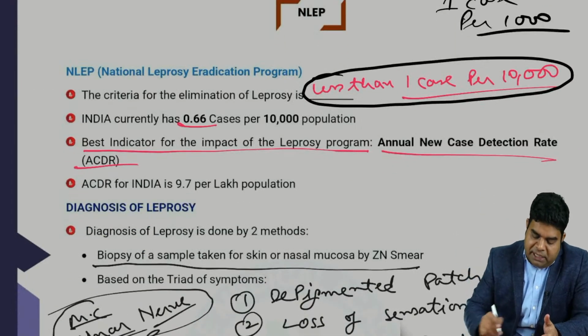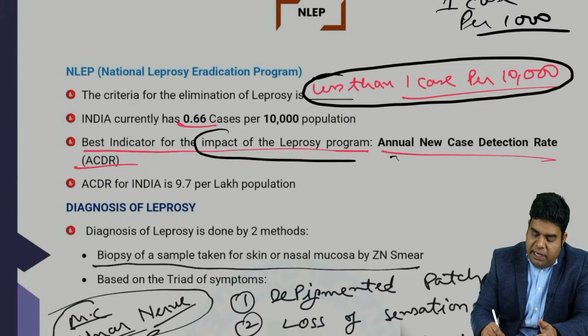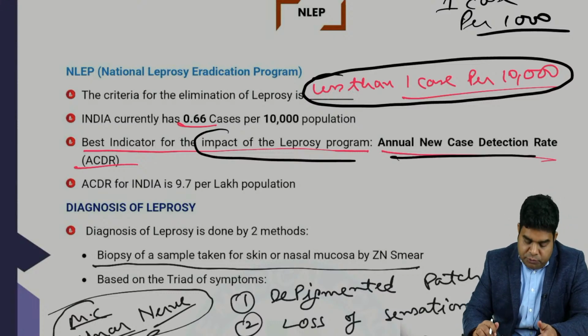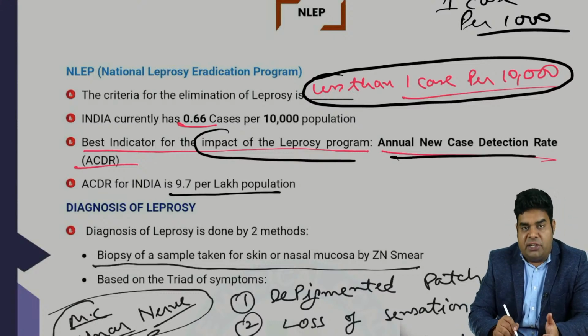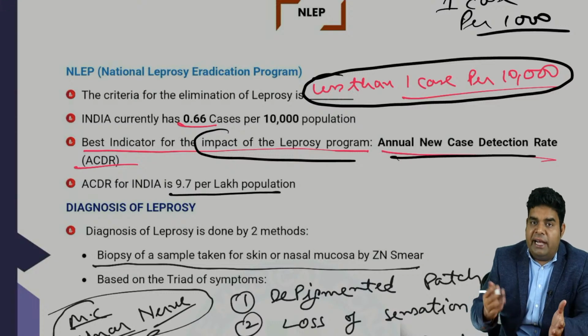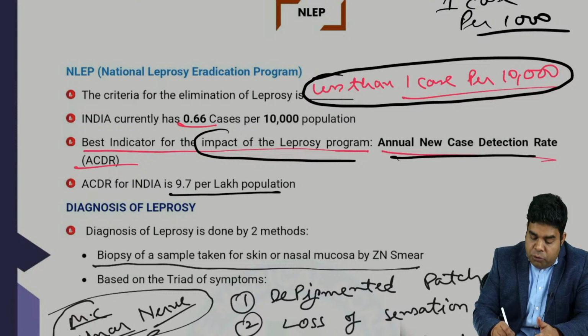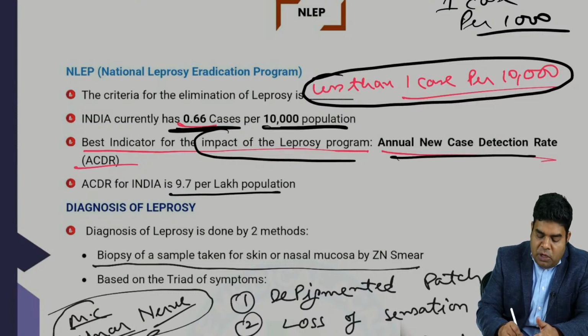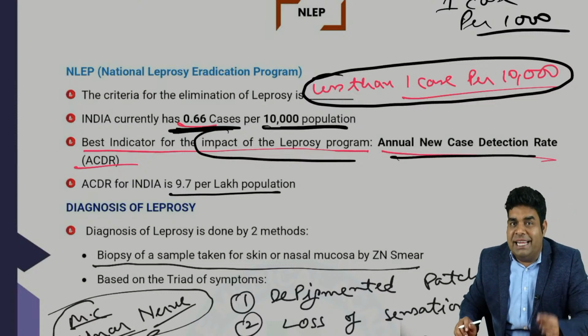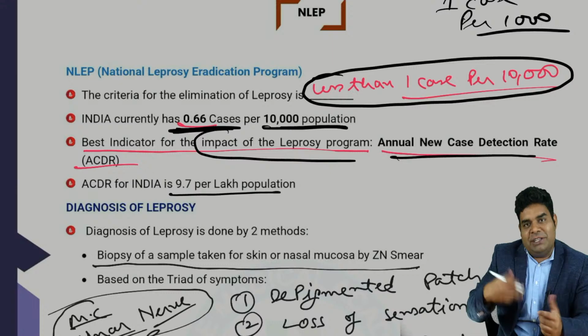Again, if they ask the best indicator for impact, the best indicator is annual new case detection rate. And in India, annual new case detection rate is 9.7. And why has India eliminated leprosy? Because although we have many cases of leprosy, if you look at per 10,000 population, our prevalence of leprosy is less than 1. We have eliminated. Okay, it is 0.66 prevalence of leprosy.